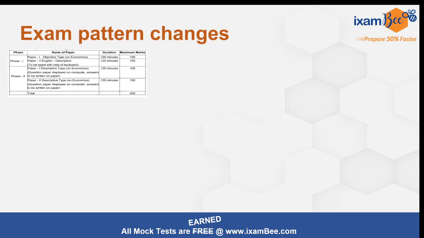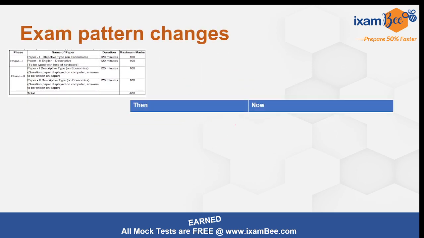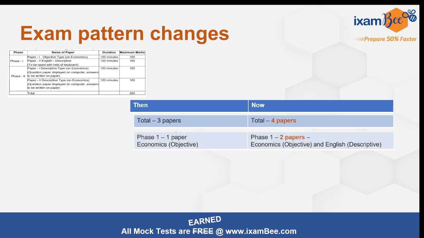Now I will tell you what exactly has changed compared to what it was earlier. The first change is that there is a total of 4 papers. As we just discussed, there are 2 papers in phase 2 and 2 papers in phase 1. This is in relation to initially there were only 3 papers. How these 3 and 4 papers have been structured, I will explain ahead.